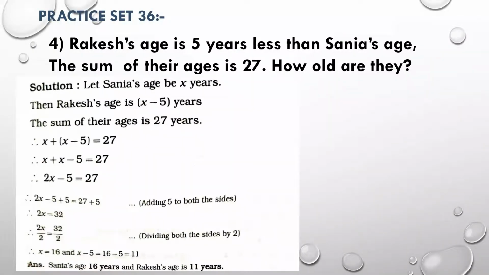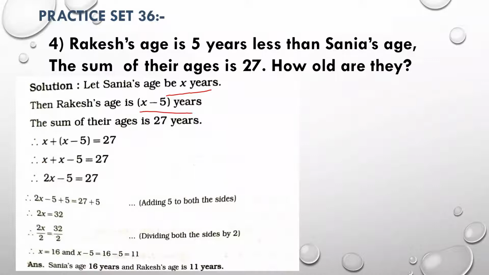Now let us solve the practice set 36 fourth sum. Rakesh's age is 5 years less than Sania's age. The sum of their ages is 27. How old are they? Now here we don't know what is Sania's age. So let Sania's age be x here. And Rakesh's age is 5 years less than Sania's age. So we have to take Rakesh's age as x minus 5. He's smaller than Sania, so x minus 5. You have to subtract it.